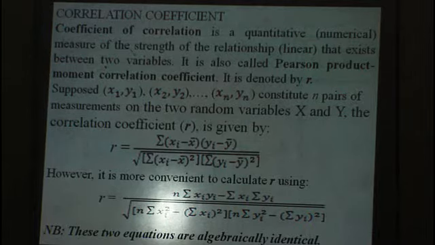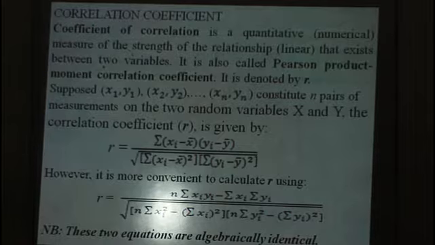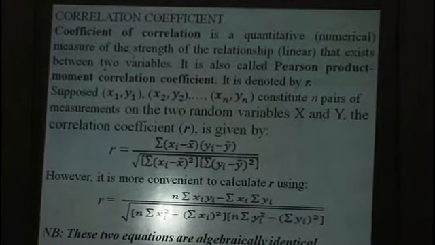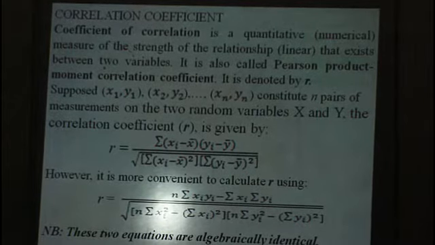Now, having done with the graphical way of determining correlation, we now move on to a numerical way of measuring the correlation. So we move on to the coefficient of correlation. The coefficient of correlation is a numerical or quantitative way of determining the strength of the relationship between two variables.